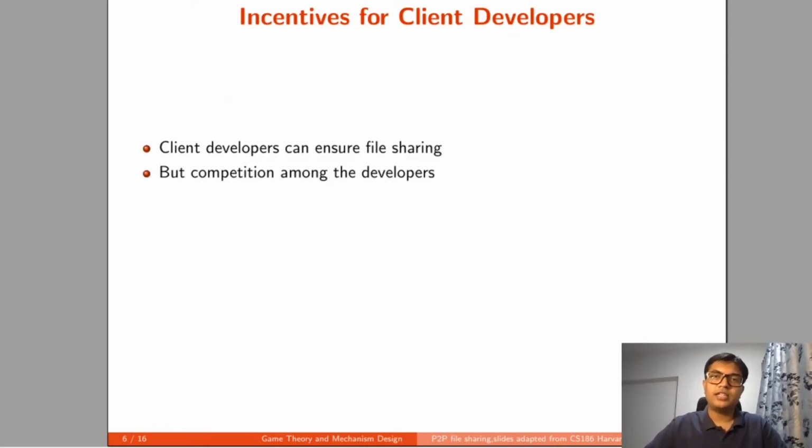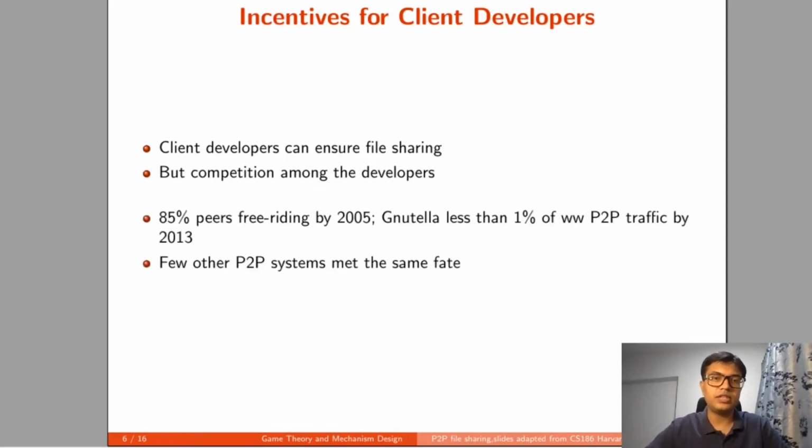Now one can actually argue: why don't you stop this situation by developing a reference client? Maybe you can design a client which does not allow people to choke or unchoke these kinds of upload links. But you can see that there are different kinds of client developers, and it will not be very difficult to develop a client or write a new client which ensures file sharing and allows people to choke their upload bandwidth. So that is essentially the summary for Gnutella.